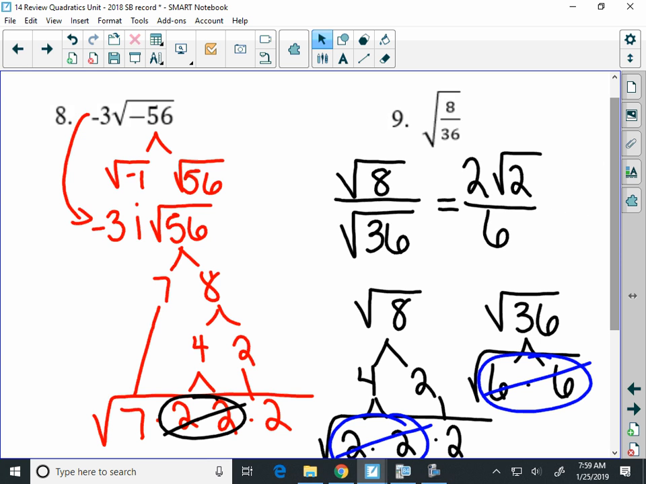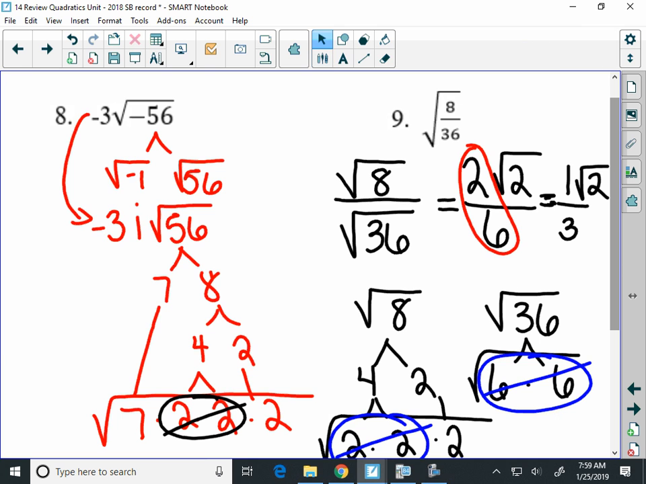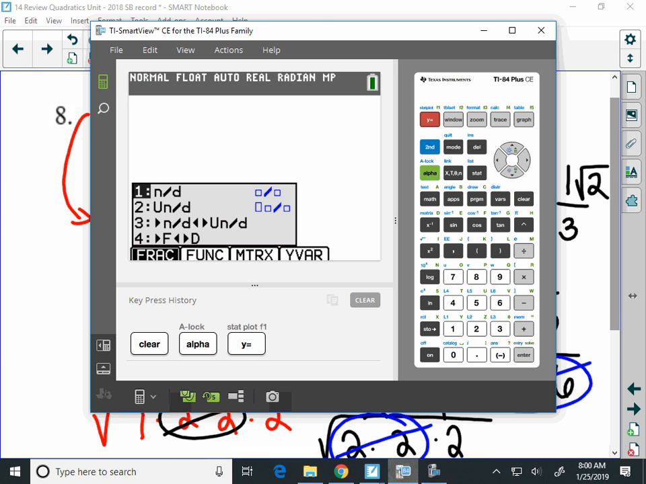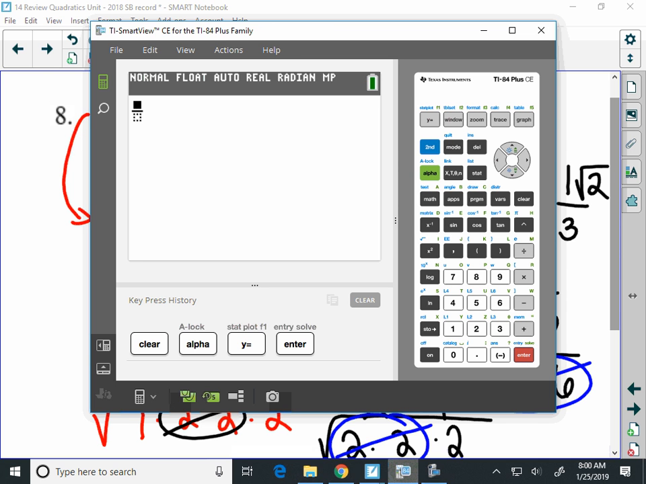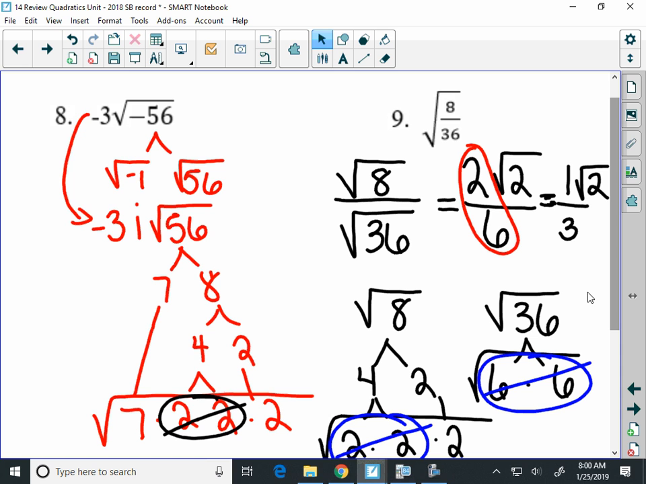The last part on this particular problem is we can do one more thing, and that is we can simplify this. 2/6 is the same thing as 1/3, and we still have our square root of 2. In terms of the calculator here, you can do alpha y equals, there's your fraction button, enter, 2/6, there, that gives you the 1/3. You do not have to write the 1.